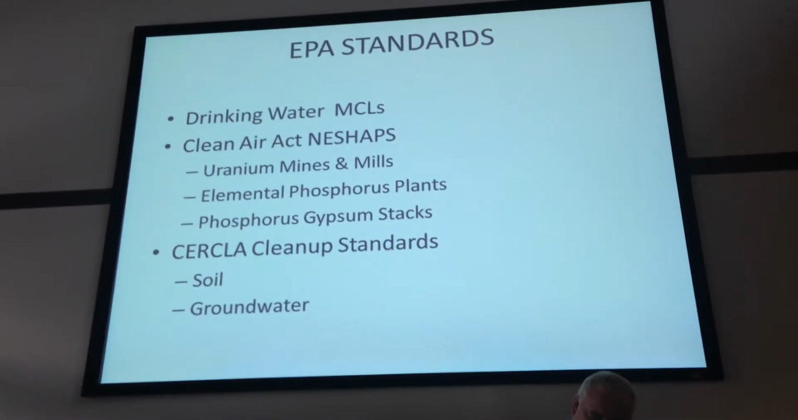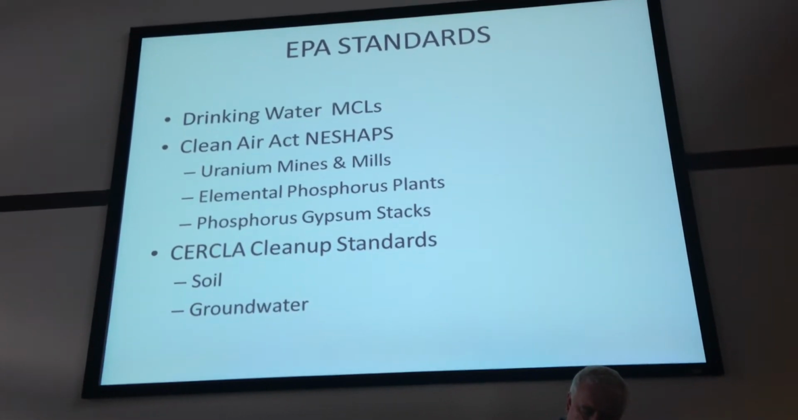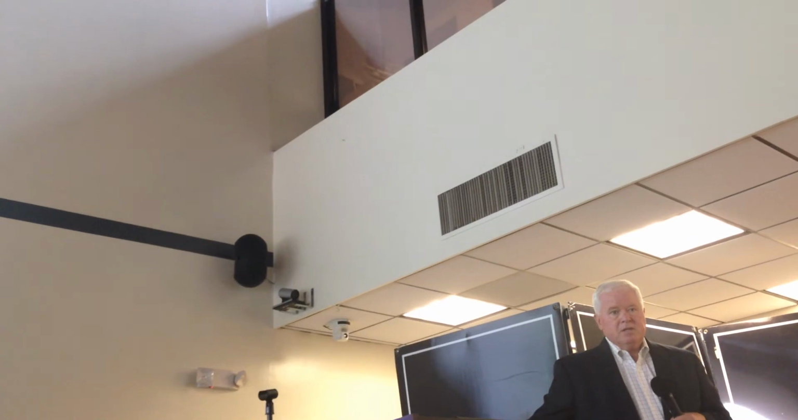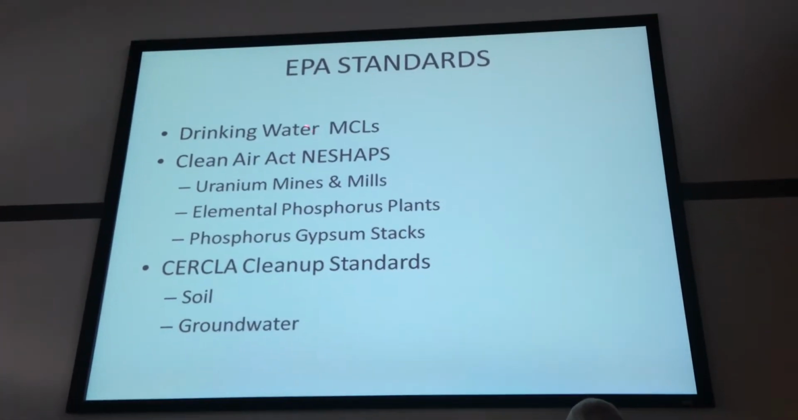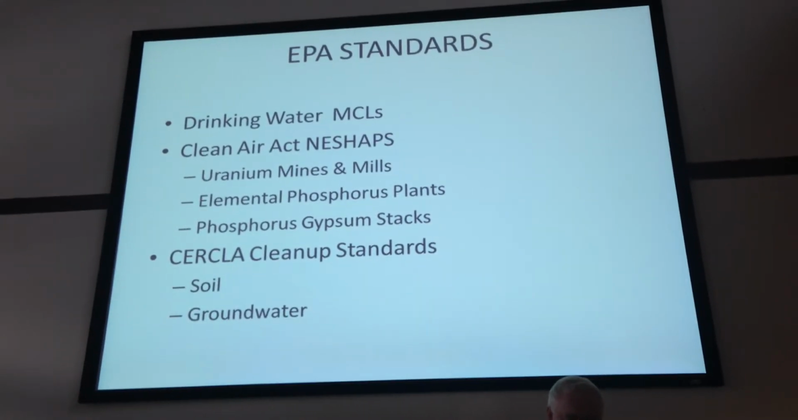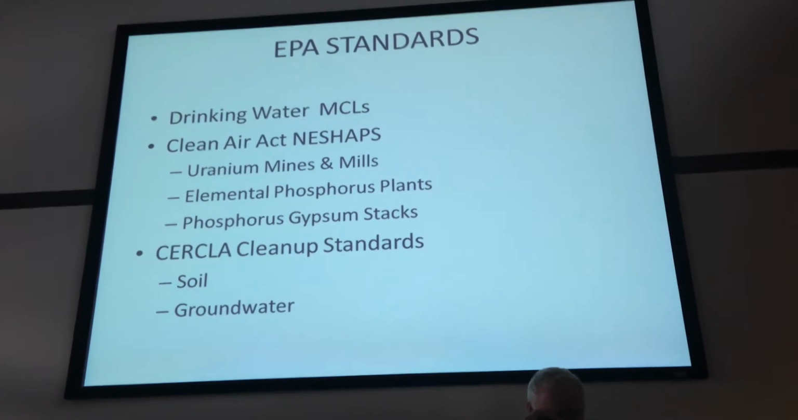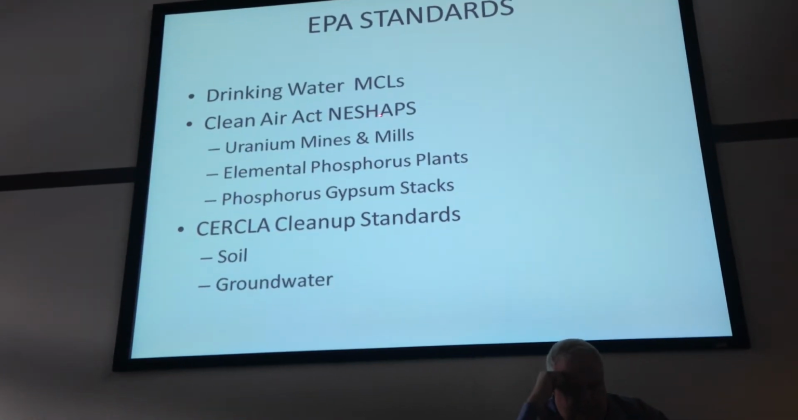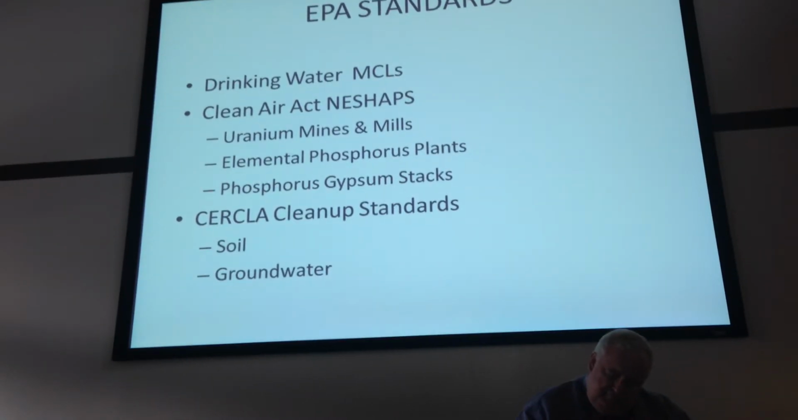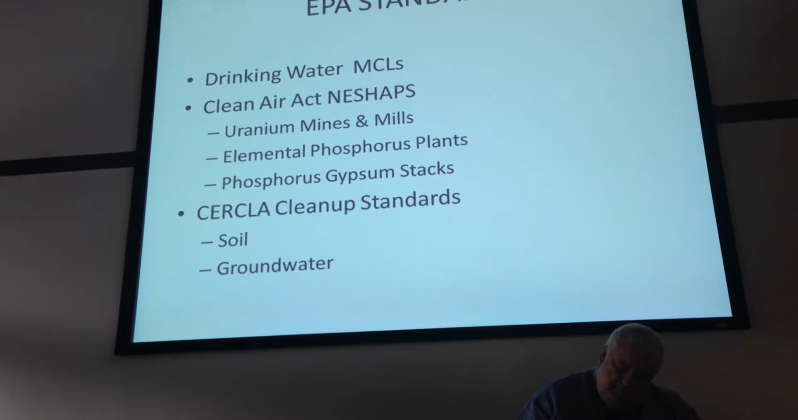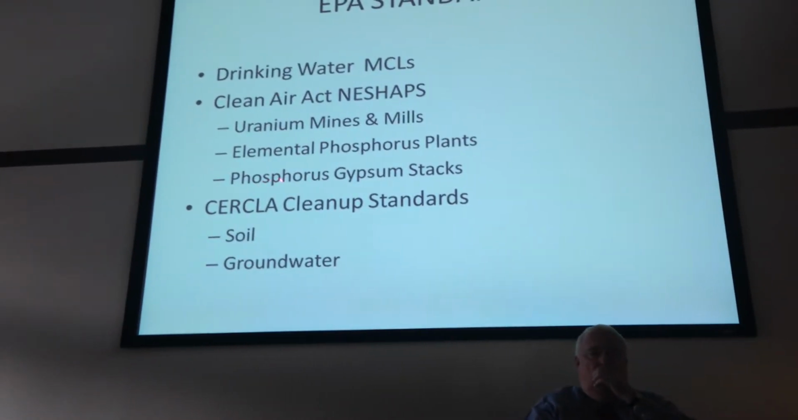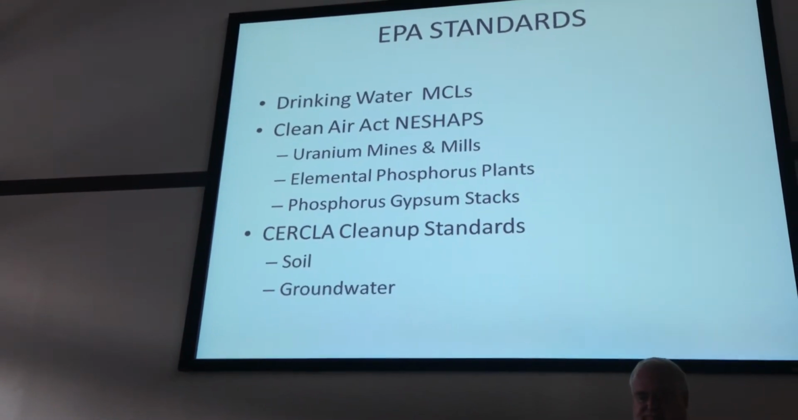Finally, let me give you just a snapshot of what the current status is. At the moment, there is essentially no EPA regulatory control over radon or any other radioactive materials in natural gas. Historically, there are drinking water standards: 15 picocuries per liter of all alpha emitters, 5 picocuries per liter of radium, and radon. The Clean Air Act has national emission standards for hazardous air pollutants for certain source categories of emissions, but the only areas where they have adopted regulations related to radiation are uranium mills and uranium mines, and elemental phosphorus plants and phosphogypsum stacks. We don't have any of those up here.